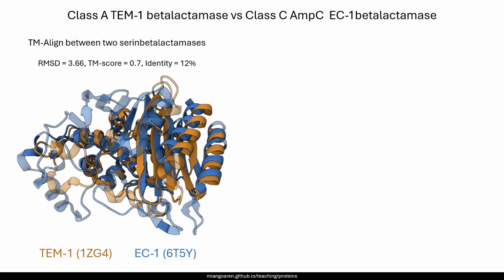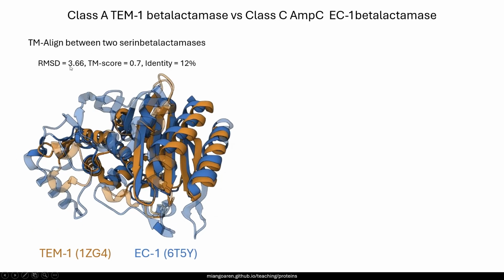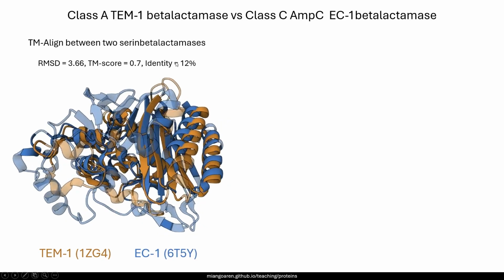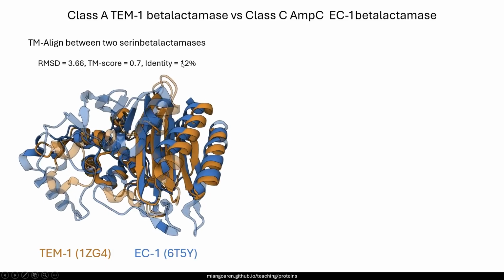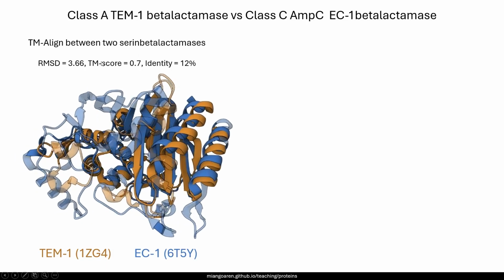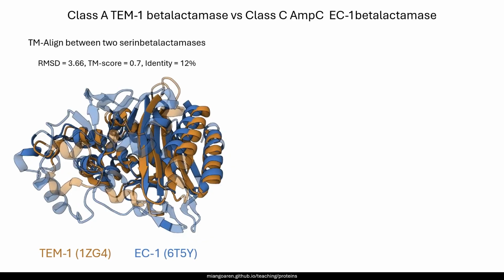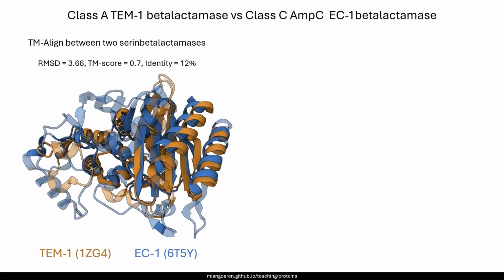Now, what happens if we compare the class A beta-lactamase TEM1 versus a class C beta-lactamase called S1? These are two homologous sequences. So when aligning the structures and calculating their TM score, what we find is an RMSD value of 3.66, the TM score value is 0.7, and the sequence identity between these two is 12%. Remembering that TM score values greater than 0.5 are suggestive of the same folding at a general level.